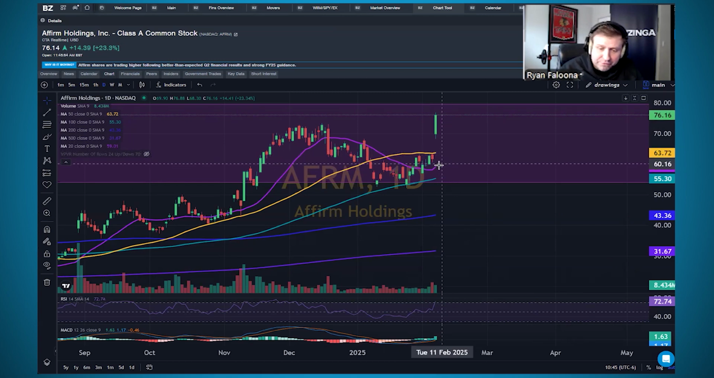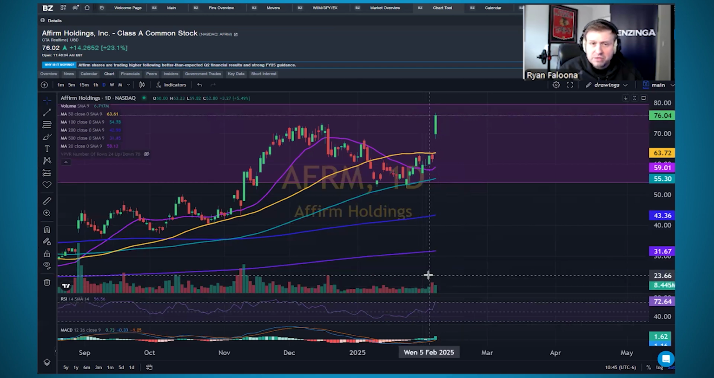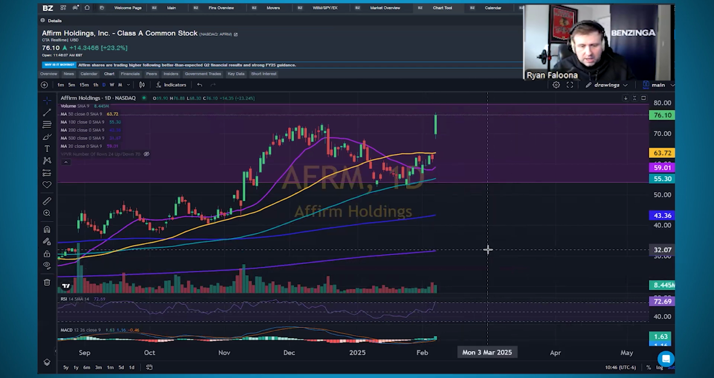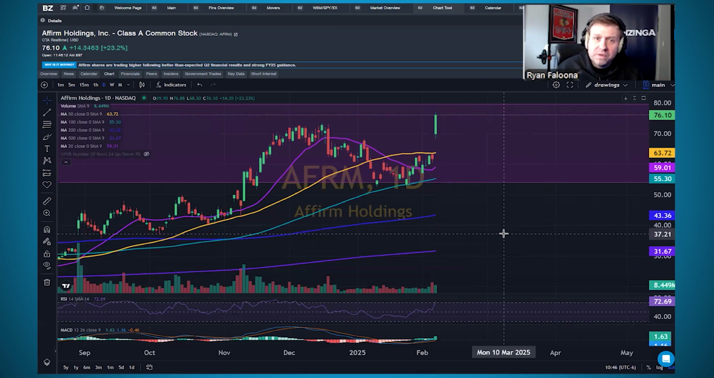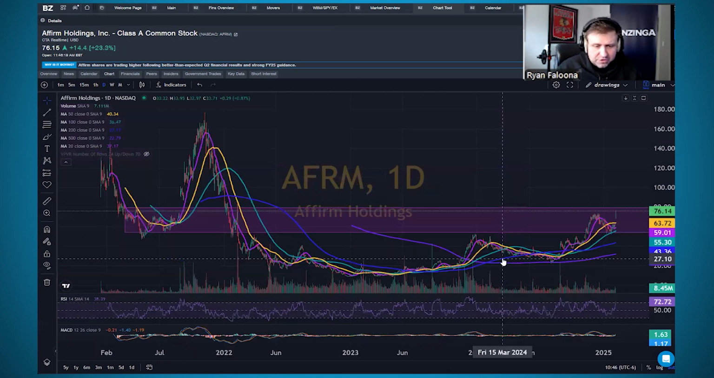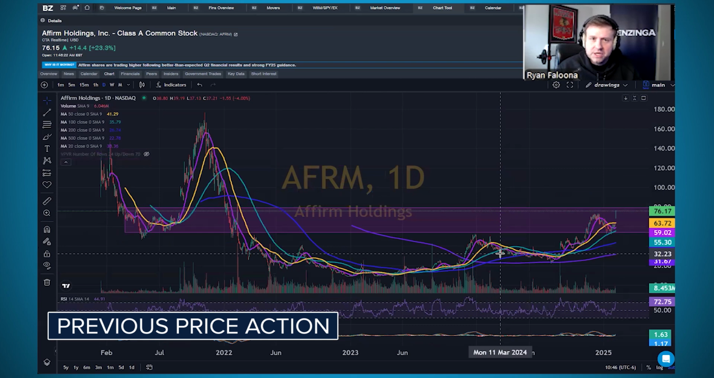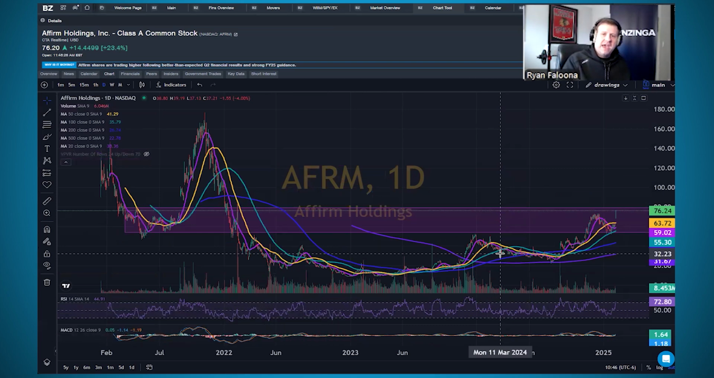Just to carry that example forward, the purple line would also be a support level. The light blue or teal line here at 55.25 would also be a support level, and the dark blue line down here at 43.36 would also be a support level. The purple line down at 31.67 would mark the last one that we have from these moving averages. But moving averages are not the only way that we can determine support and resistance levels. The other way is previous price action. We can look at what the stock did at some point in the past, identify different levels where things changed, and then carry that forward.